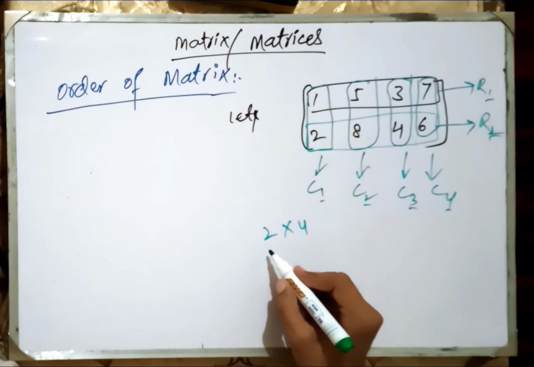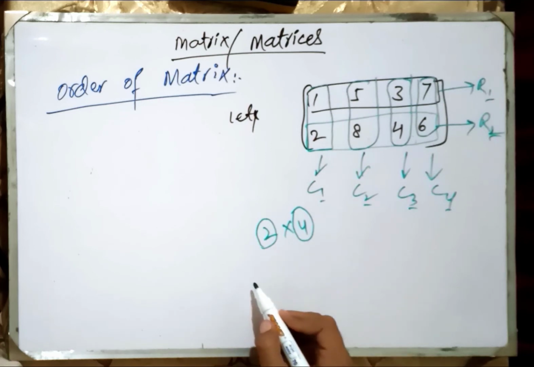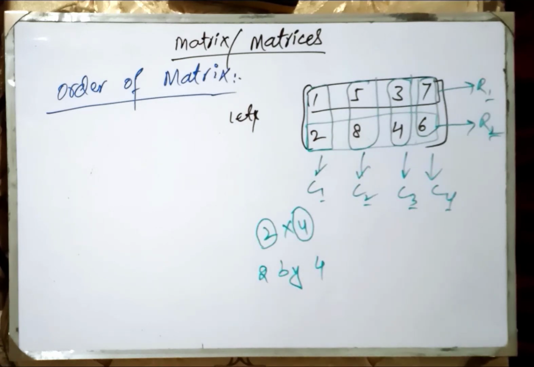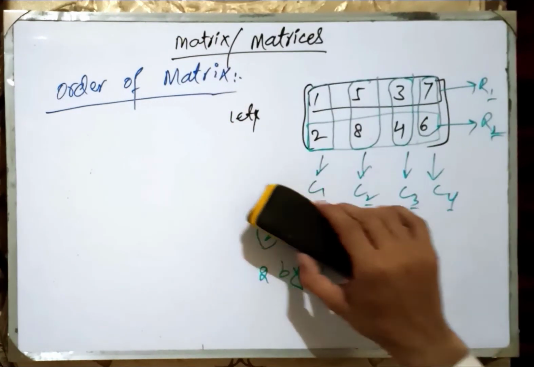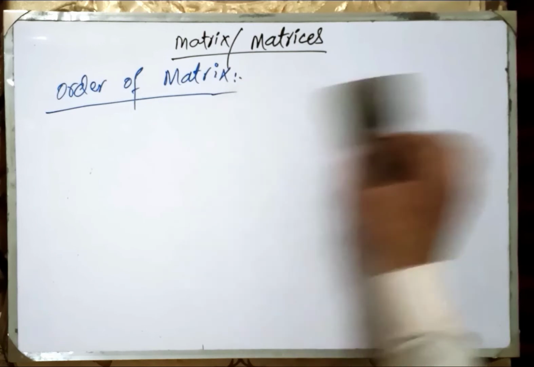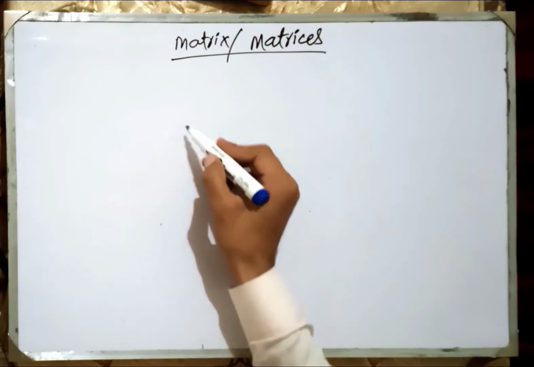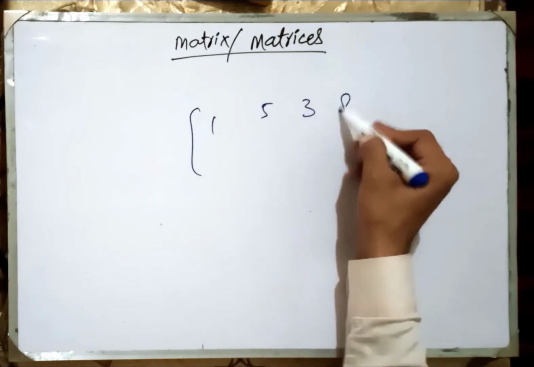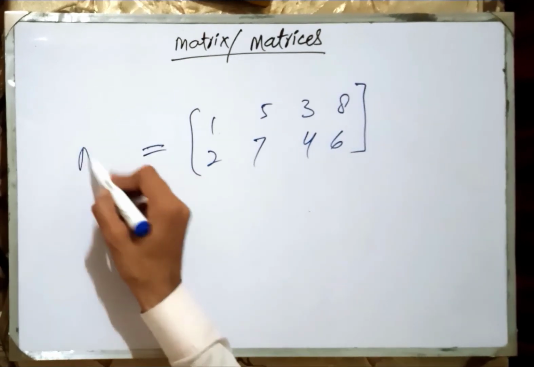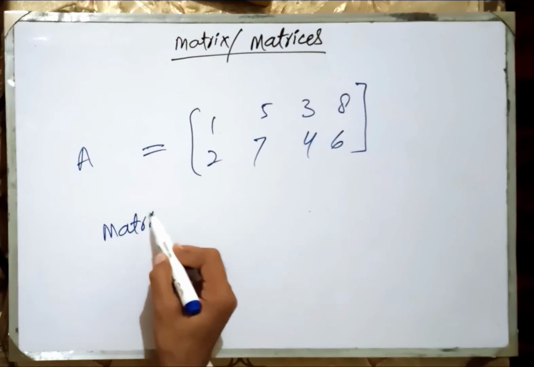The thing we should notice is that the number of rows is written before the number of columns, and it is read as the order of the matrix is 2 by 4. The name of the matrix is written in a capital letter. You can name it as you wish. Let's suppose a matrix 1 5 3 8 2 7 4 6. We denote this by a capital letter A. So this matrix is called matrix A.